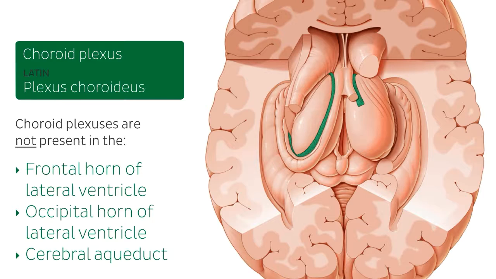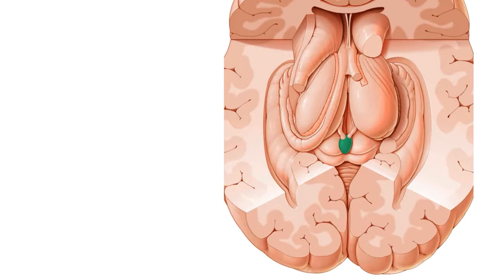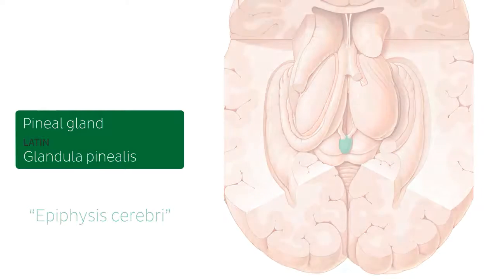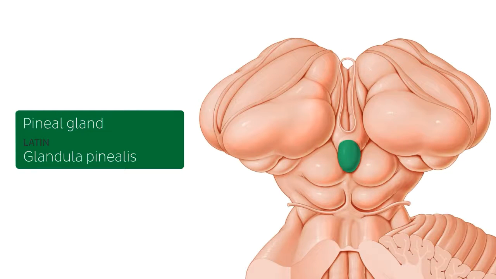So next, let's focus on this area caudal to the thalamus, and the first structure that we see here is the pineal gland. The pineal gland, also known as the epiphysis cerebri, is located in the diencephalon. It projects from the posterior wall of the third ventricle, as you can see here on our illustration. So remember previously, this is part of the third ventricle.